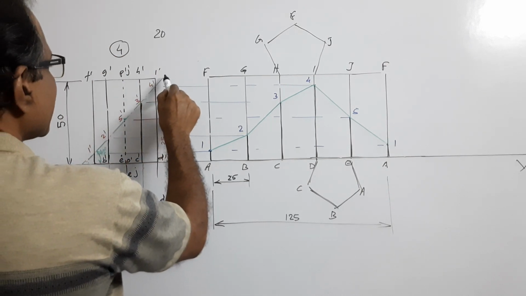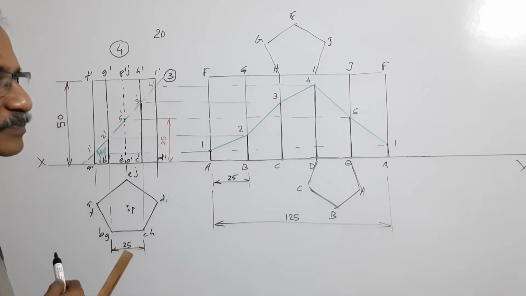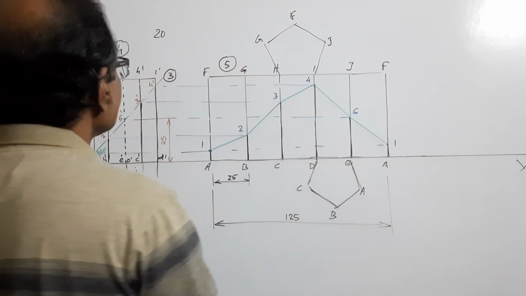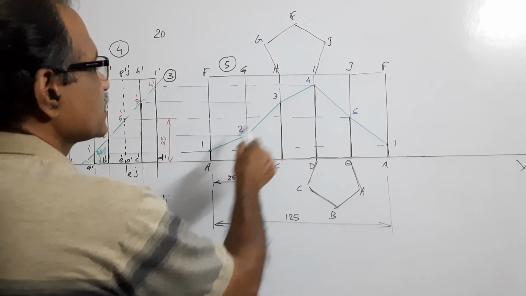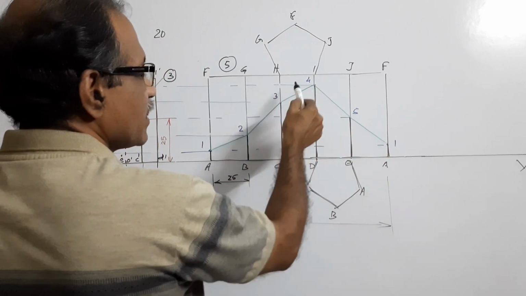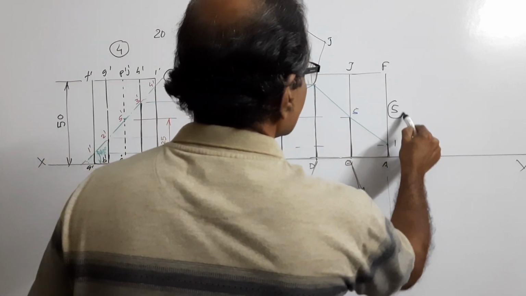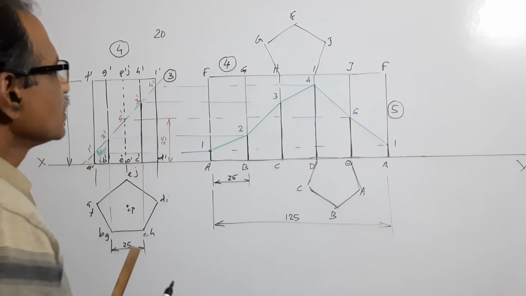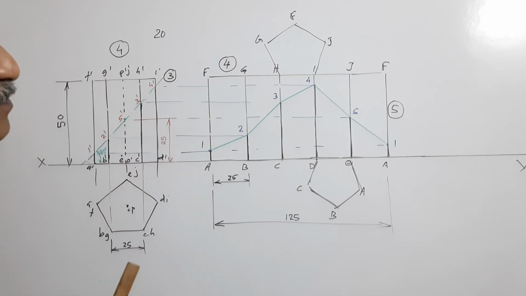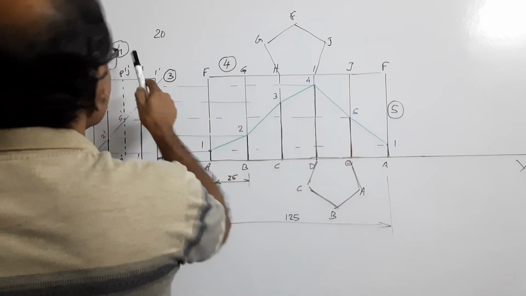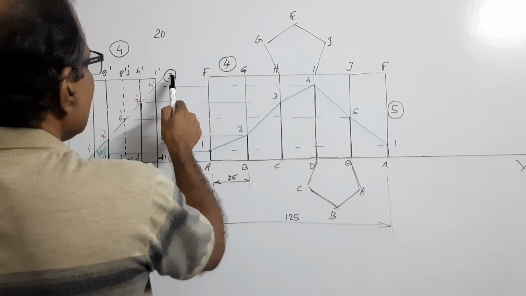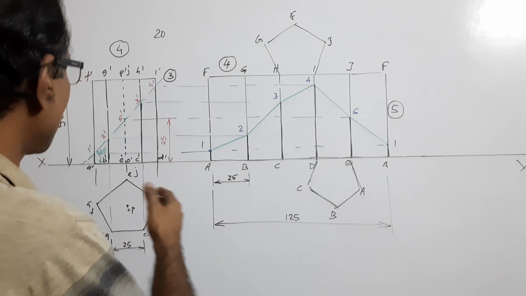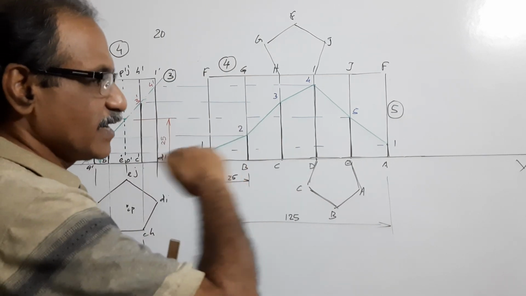Drawing the correct cutting plane may carry 3 marks. The full development may carry another 5 marks. The presence of the cutting plane may carry another 5 marks. So total how much? Okay. 5 plus 4 plus 4, 8 plus 3, 11. 11 plus 5, 16 marks. Agreed? The remaining 4 marks will be allotted for dimensioning and general neatness and the presentation of the answer.